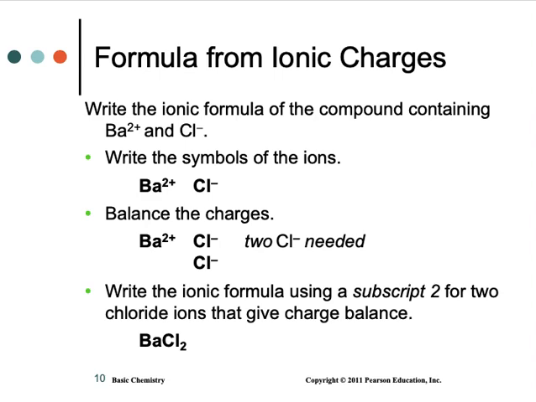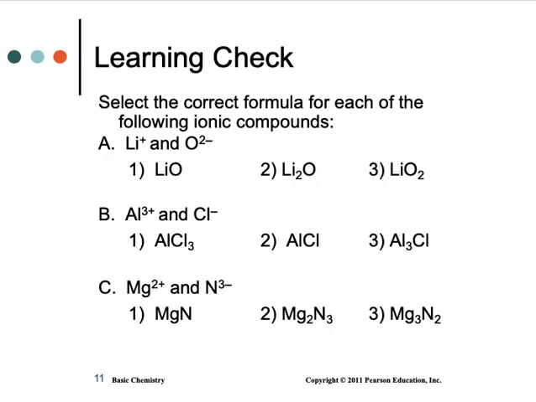Let's do a little bit of review. Select the correct formula for each of the following ionic compounds: Li and O2. Li positive, O2 negative. All right, so which one is the bigger number? The 2 negative. What's the other one? A 1. So your question is, how many 1s fit in a 2? And you'll have to say 2. I need 2 1s. So whatever the smaller is, that has to have the subscript. So it would be Li2O.